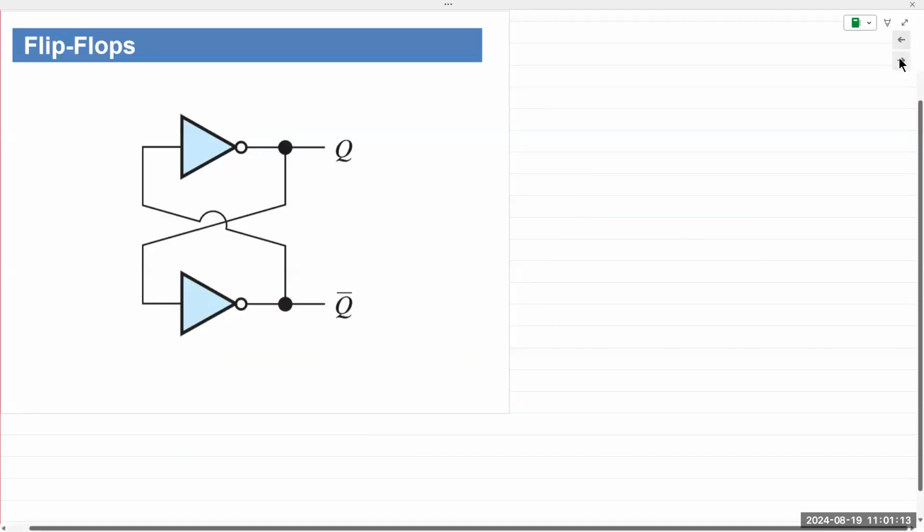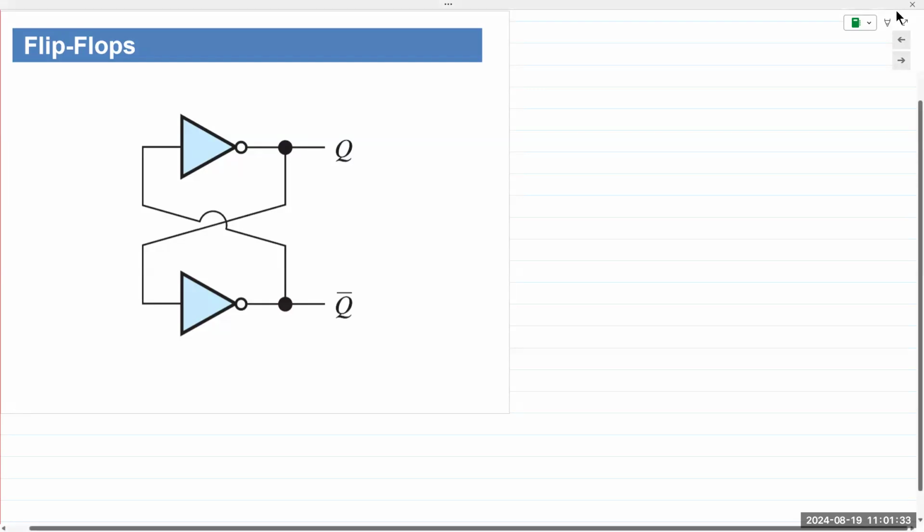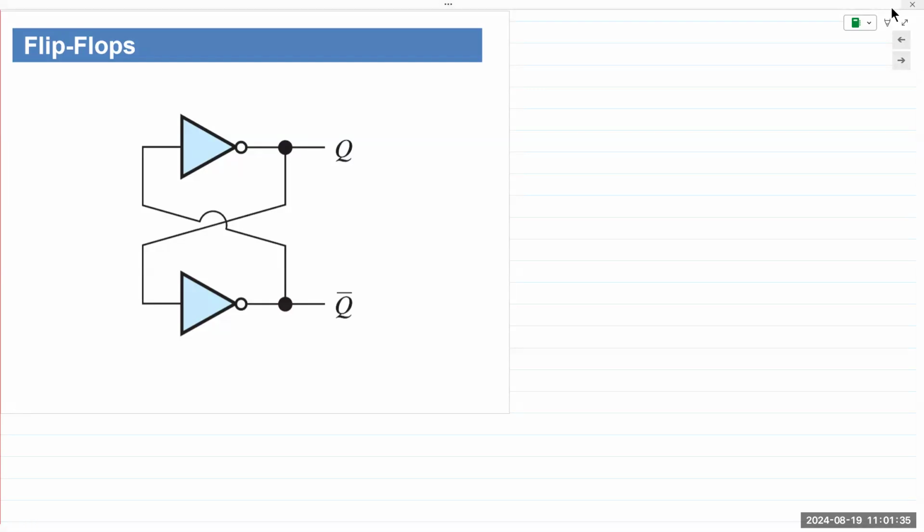And we introduce the concept of a flip-flop. The reason it's called a flip-flop is because the output can flip-flop between zeros and ones depending on the input conditions. Flip-flops are the essential building block of all sequential circuits. It has two operating modes.